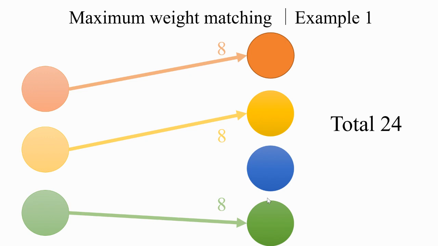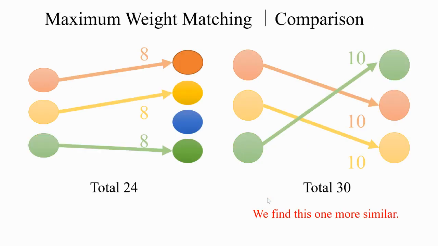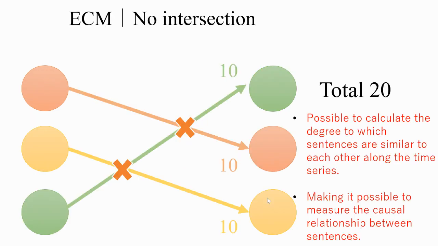In the case of this figure, the total number of similarity between the two texts is 8, and the total score is 24. In the case of the other example, the similarity is 10, and the total score is 30. Comparing these two examples, the latter sentences is judged to be more similar.